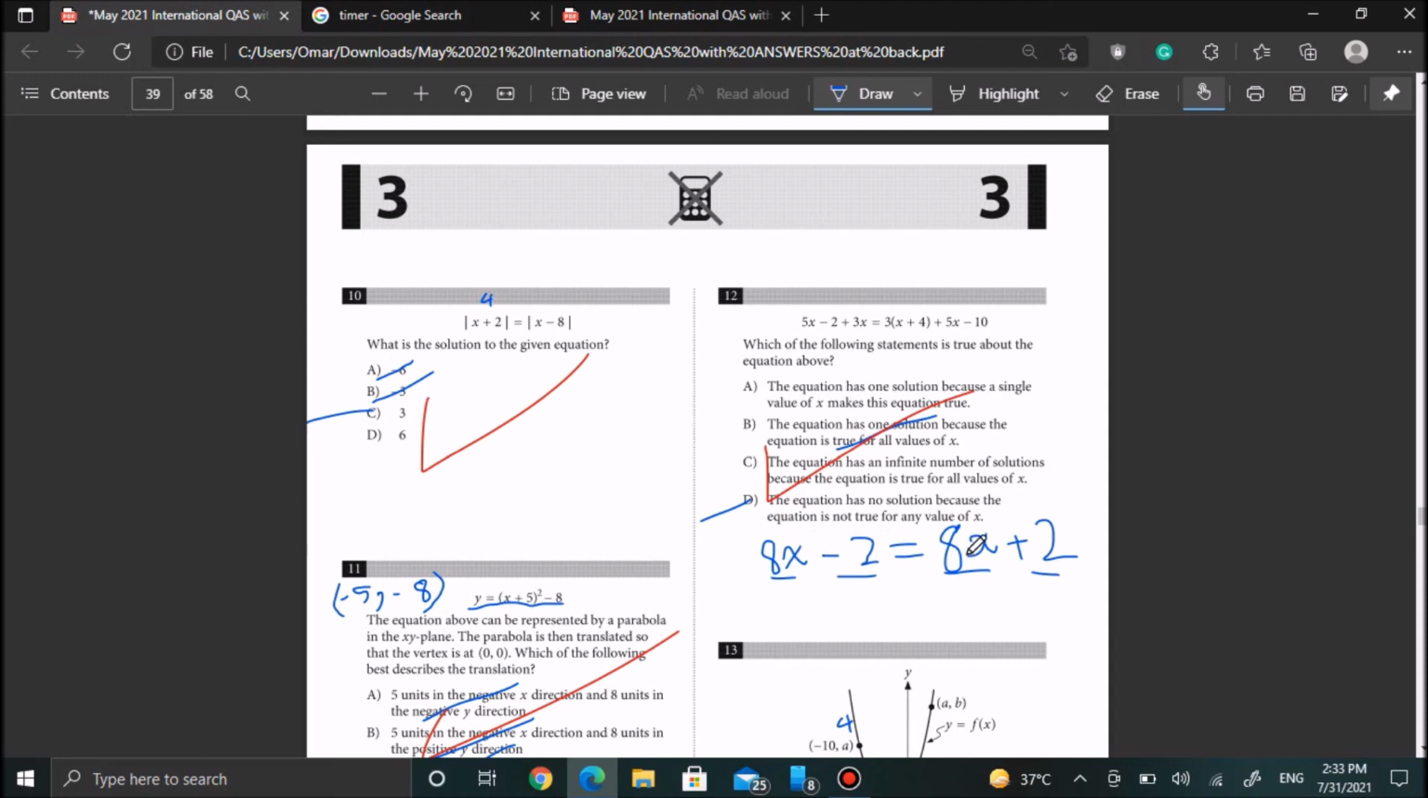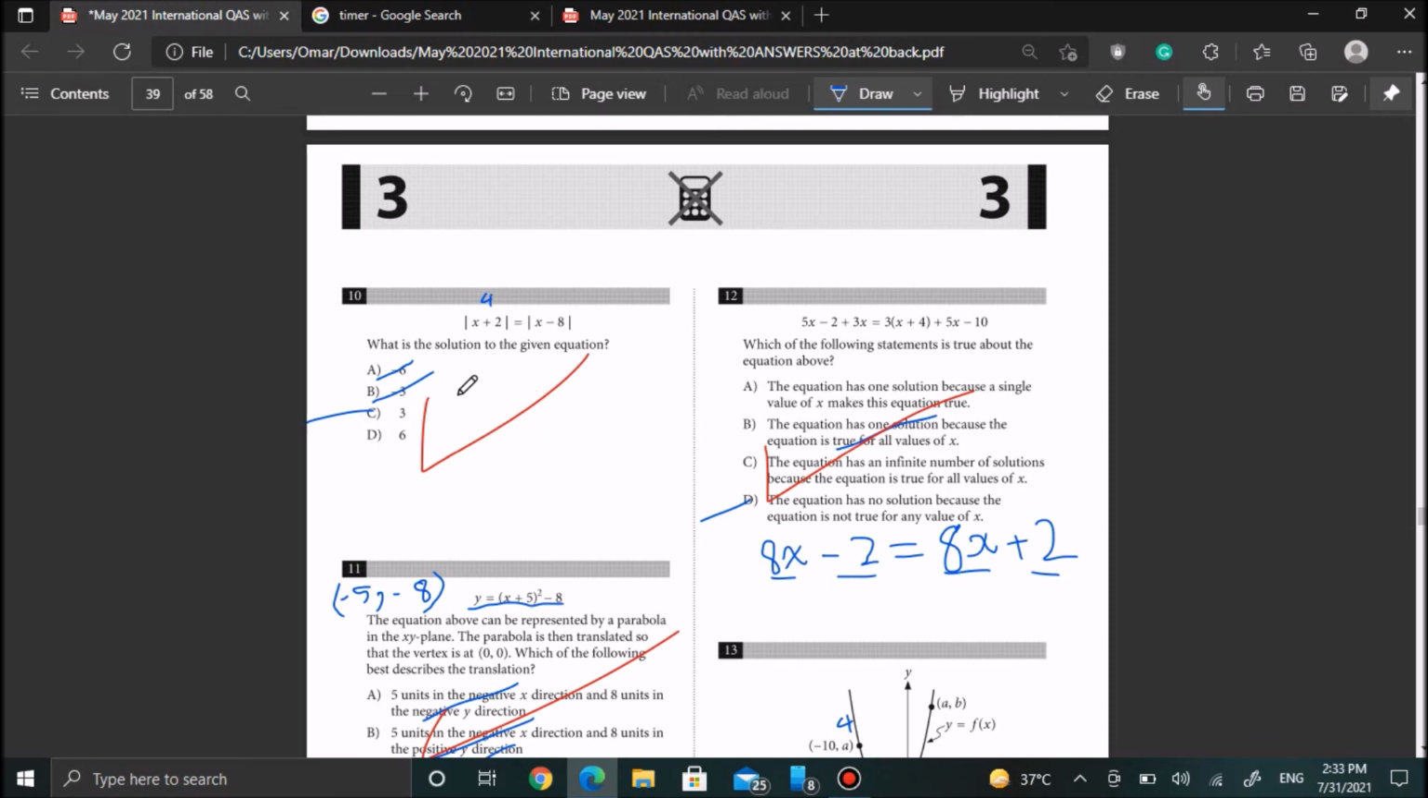8x minus 2 is 8x plus 2. It doesn't make sense. You have a certain quantity, which is 8x. You subtract 2 from it, and you claim that this is the same as adding 2 to it. It doesn't even make sense to any brain. And just so that you know, if two equations have the same slope and different y-intercepts, then they never intersect, which means there are no solutions.